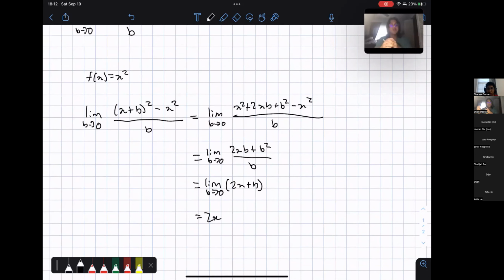This 2x is kind of weird, because what we're used to before is plugging numbers into a function and getting a number out. But a derivative is what we call an operator, and it acts upon functions.